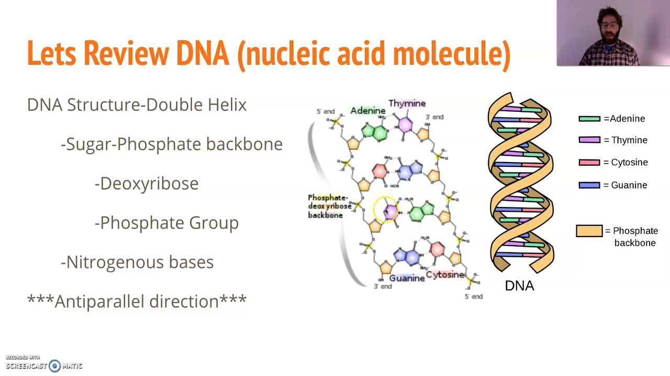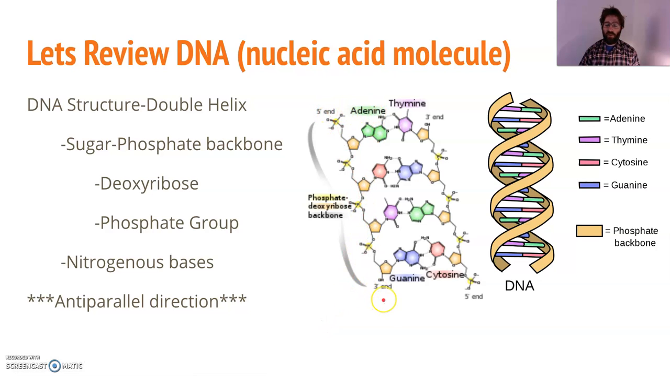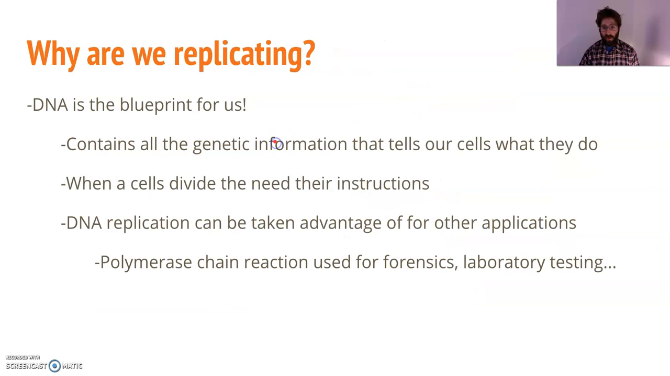So again, we need to remember that the 2 sides run in an anti-parallel direction. That's really important here. It runs in that anti-parallel direction. So you've got your 5 prime end to your 3 prime end on this side, but then on this side it's the 3 prime to 5 prime. And again, we're going to talk about that in a few minutes, in a little bit more detail.